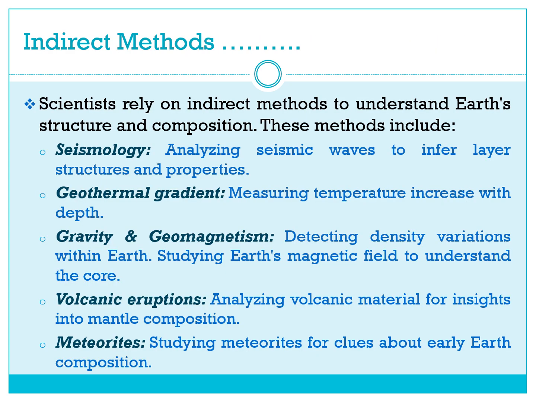Indirect methods. Scientists rely on indirect methods to understand Earth's structure and composition. These methods include seismology. This is arguably the most crucial method. Earthquakes generate seismic waves that travel through Earth's layers. By analyzing how these waves are reflected and absorbed at different depths, scientists can identify distinct layers and determine layer properties.